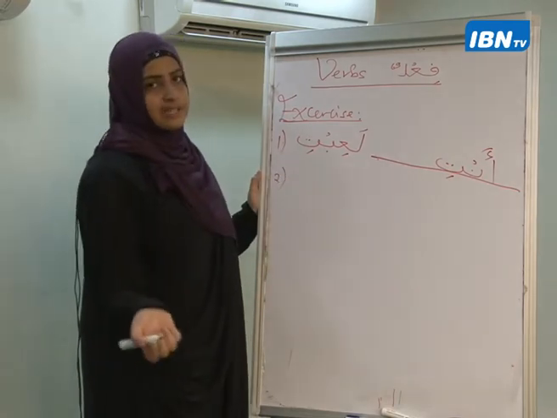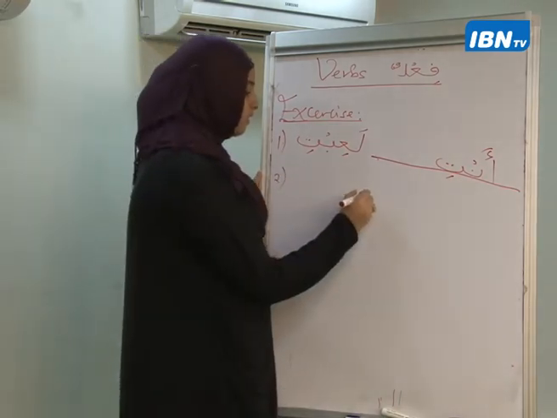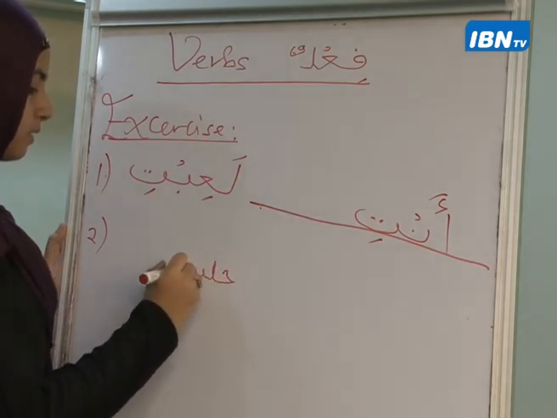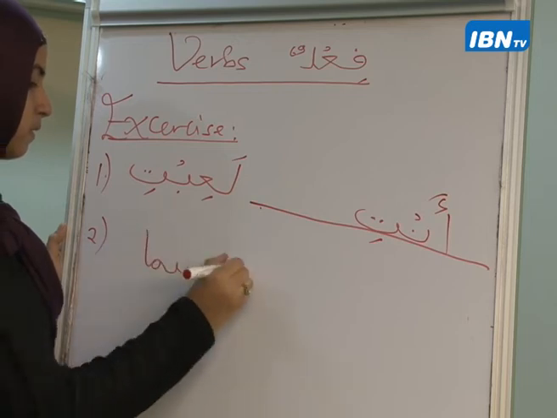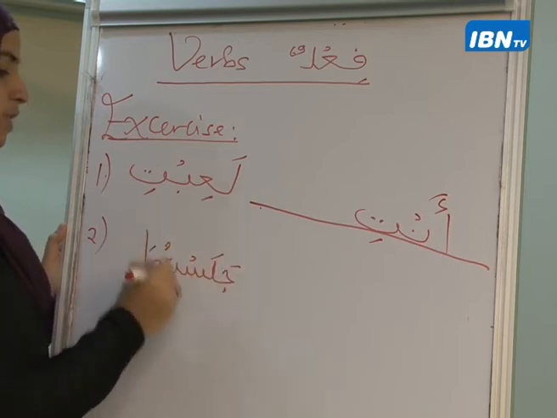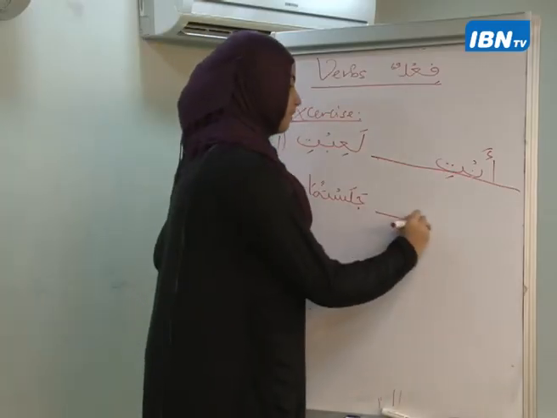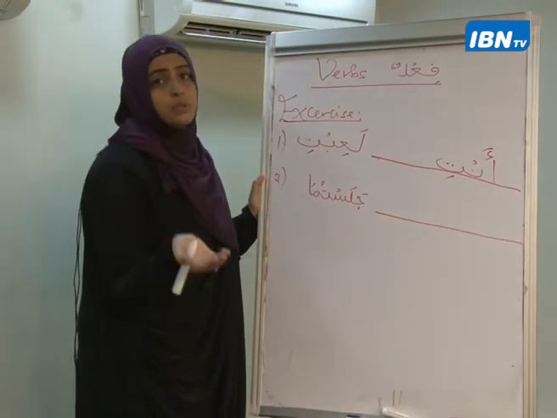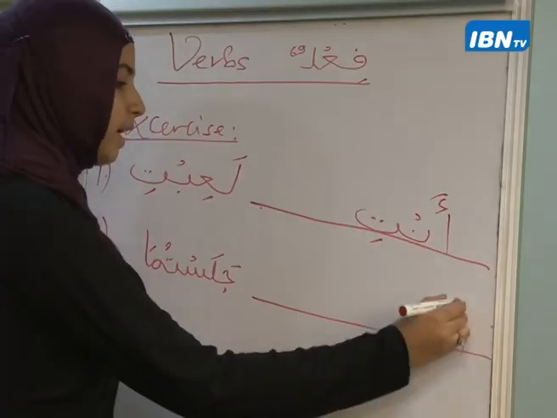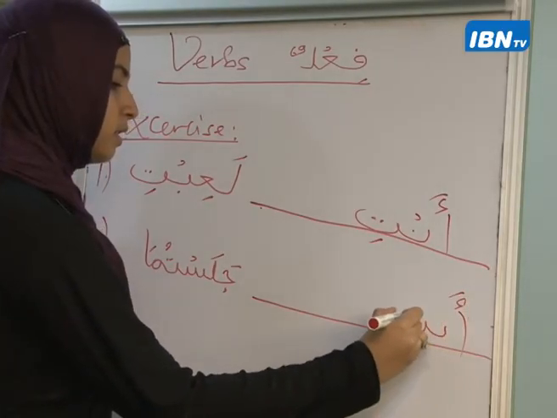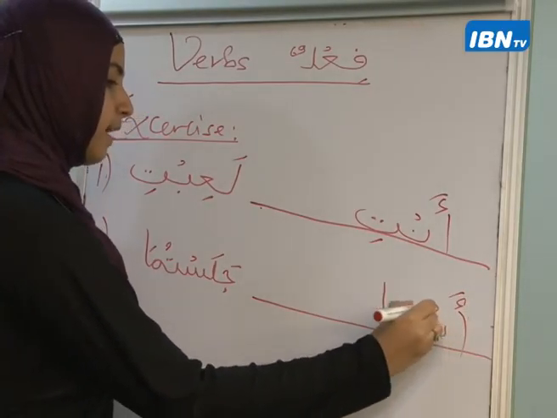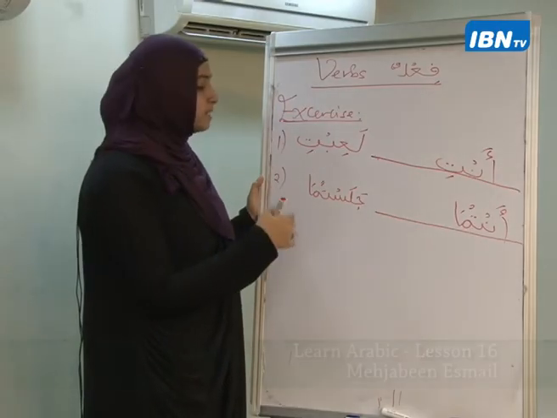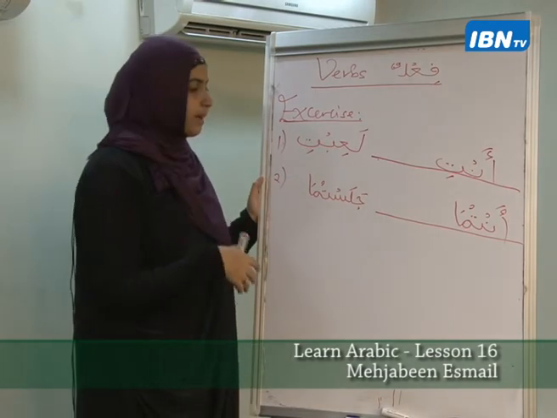So let's say, for example, I have this verb here, جلستما. Okay, I have the verb جلستما. So what can I say? I can say أنتما جلستما, right? So I have أنتما. أنتما جلستما means you two sat.